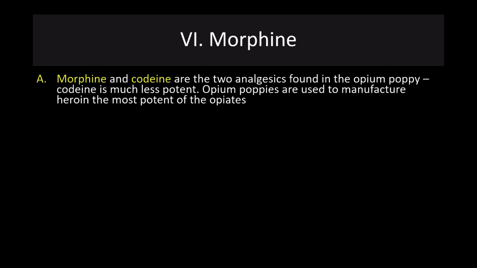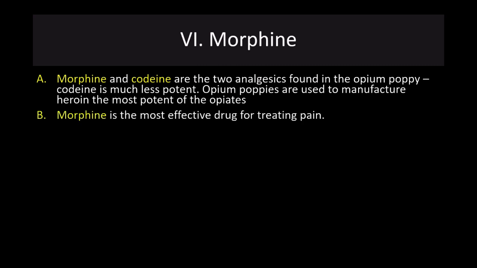We're going to start talking about morphine and codeine. These are the two analgesics found in the opium poppy. Codeine is, of course, much less potent, but they're used to manufacture morphine, codeine, and heroin. And heroin is the most potent of the opiates, which is why it is a class 1 narcotic.